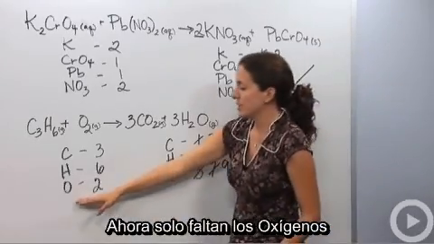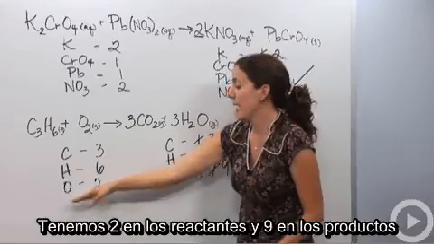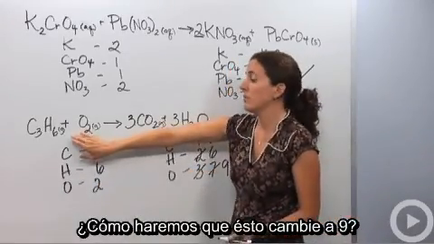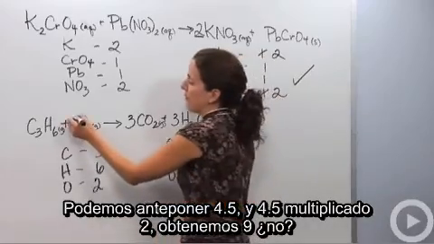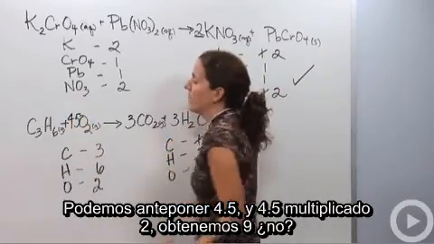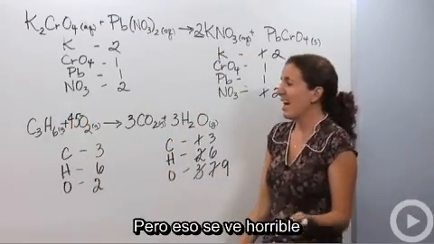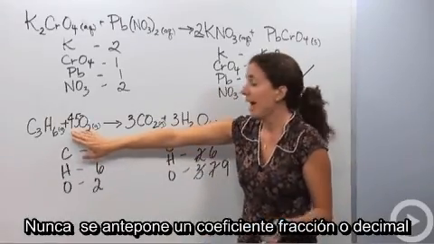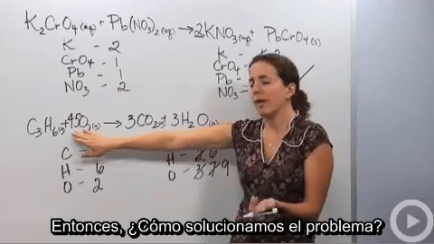Okay, so then we go to our oxygens. Our oxygens, we have 2 on the reactant side and 9 on the product side. How are we going to make this change to 9? Well, all right, so we'll put a 4.5 there. 4.5 times 2 is 9, right? But that looks terrible. We don't ever want to put a decimal or a fraction as a coefficient. So how are we going to get rid of that?